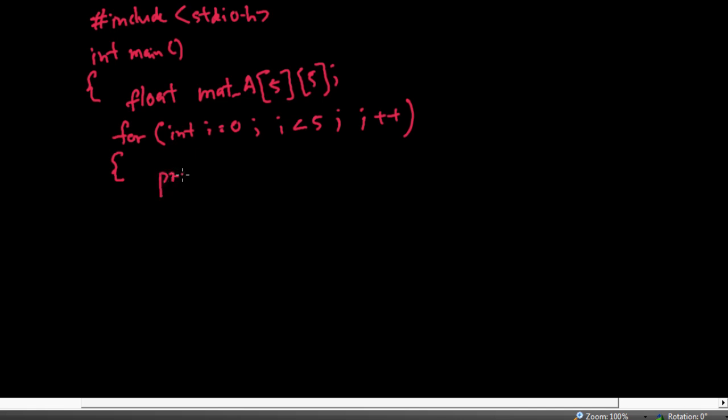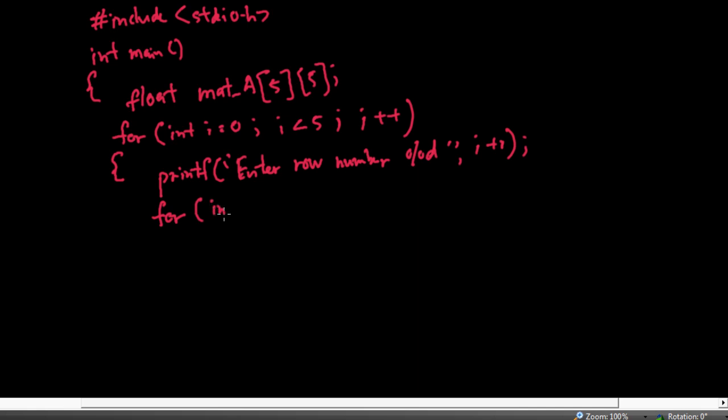Alright, so first we go printf, "Enter row number %d". So we take it from i + 1. I'll further explain this later. Then for int j = 0; j < 5; j++. Sorry about the semicolon, it's not supposed to appear behind there.